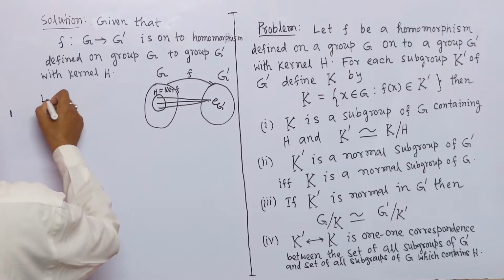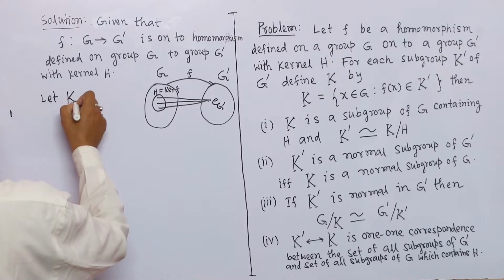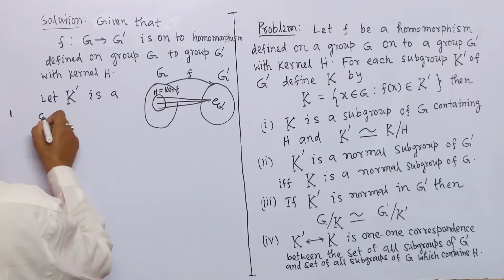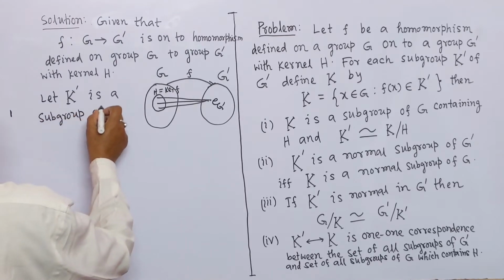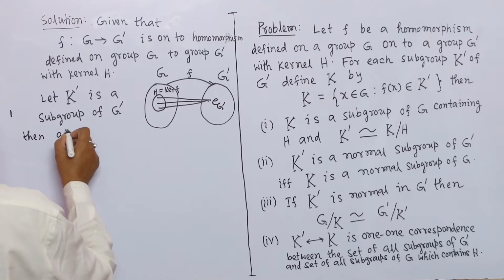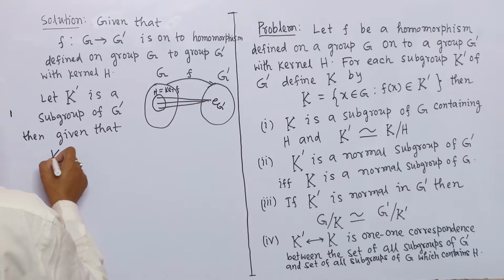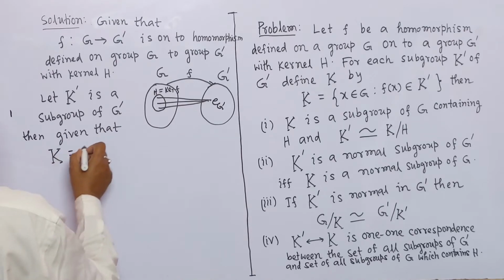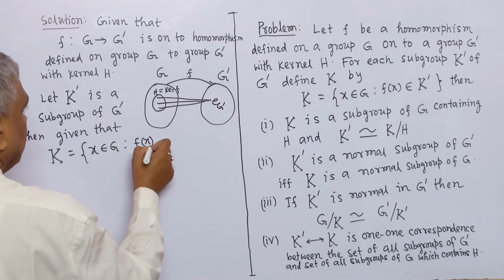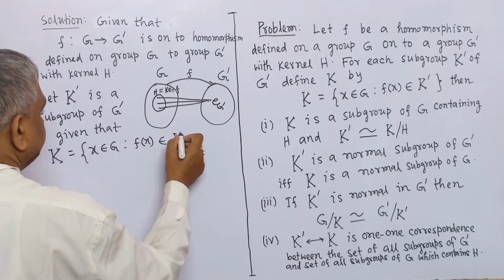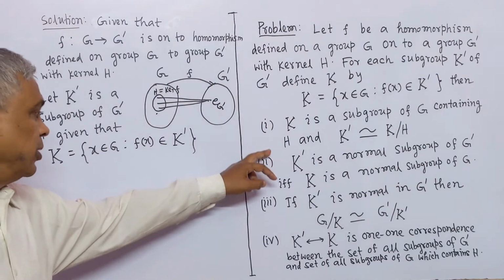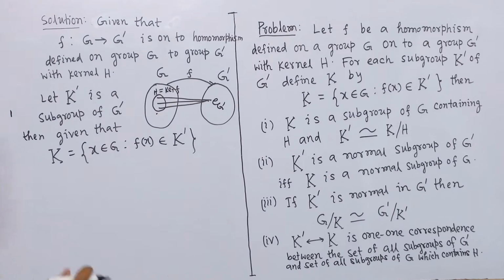Let K prime be a subgroup of G prime. Then given that K equals the set of x belonging to G such that F(x) belongs to K prime. Now we solve the problems one by one. Number 1.